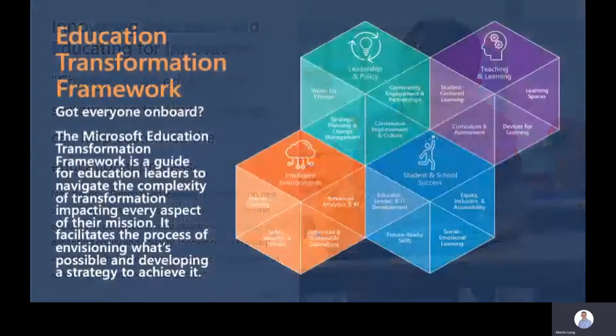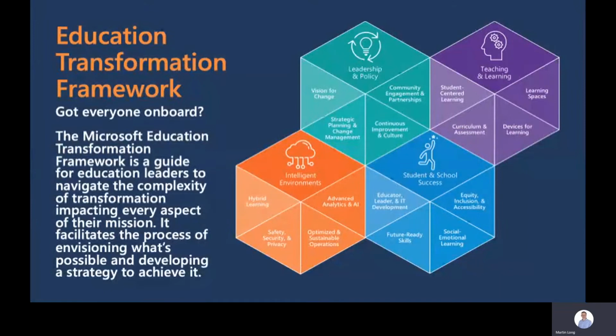So talking about the educational transformation framework, we've got the leadership and policy, we've got the teaching and learning, also the intelligent environments, and of course not overlooking the student and school success. We've spent time in the previous sessions looking through those, but really it's now saying, well, have we got everyone on board, or what do we need to do in each of those 4 areas to make sure that we're truly touching everyone in our school, in our trust, in our academies, and making sure that they understand the vision for that, but also more importantly why we're approaching that change and how they can play their part and how you're going to make sure they're supported in that journey as well.